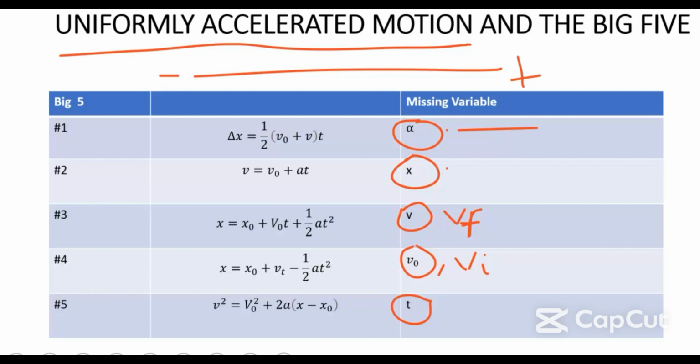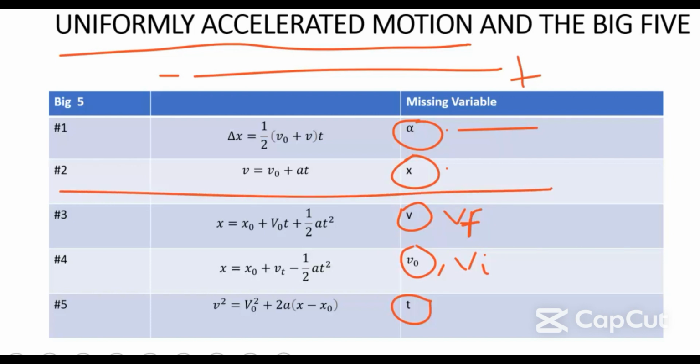Then if we have another question where the missing variable is position, and there's acceleration, there's time, and there's velocity, then we know we have to apply the big 5 number 2.